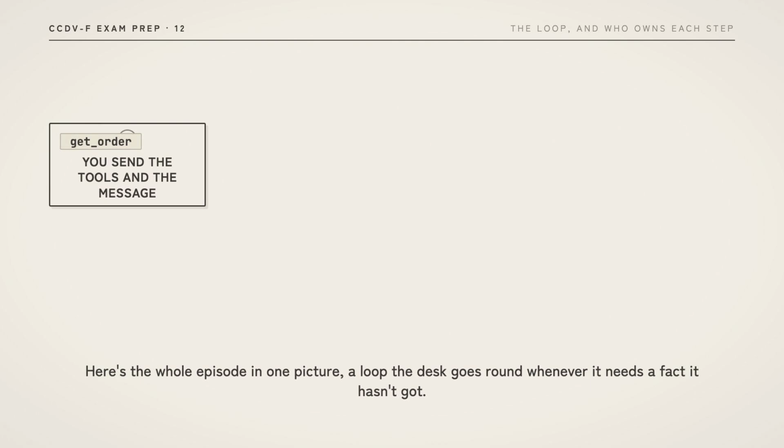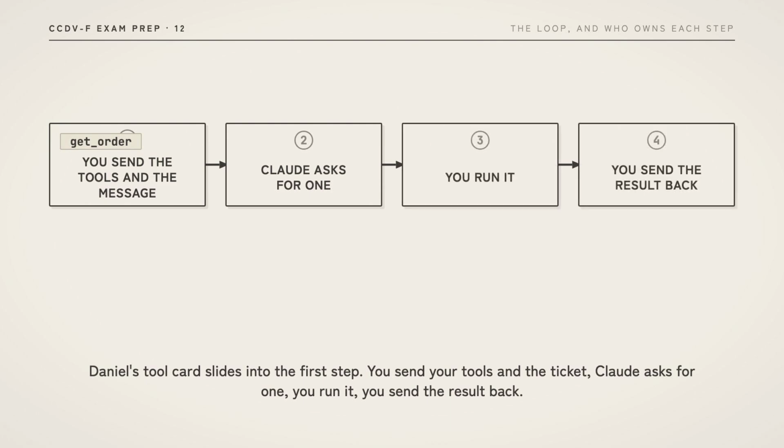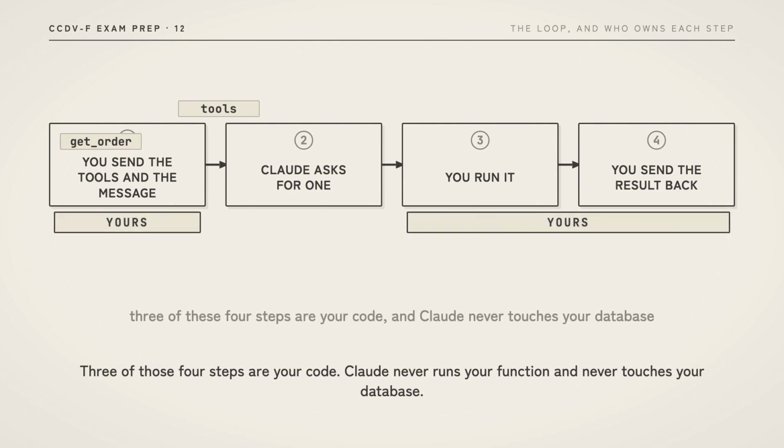A loop the desk goes round whenever it needs a fact it hasn't got. Daniel's tool card slides into the first step. You send your tools and the ticket. Claude asks for one. You run it. You send the result back. 3 of those 4 steps are your code. Claude never runs your function and never touches your database.